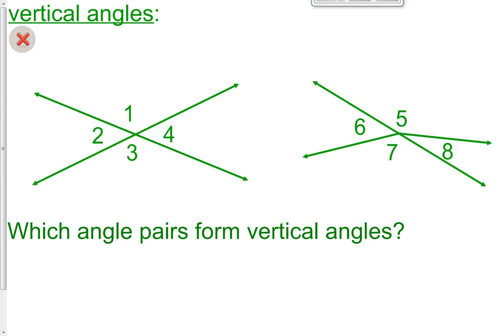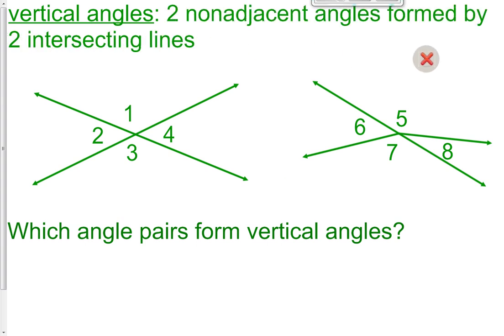Another term is vertical angles, a pretty important term. These are two non-adjacent angles formed by two intersecting lines. So 1 and 4 are adjacent. 3 and 4 are adjacent. So we're looking for non-adjacent angles. Again, how I put this in layman's terms, vertical angles are angles that are across from each other or on the opposite side. 1 and 3, those ones are vertical angles.